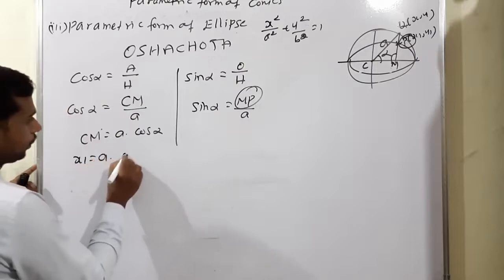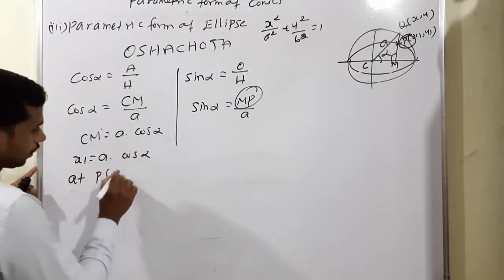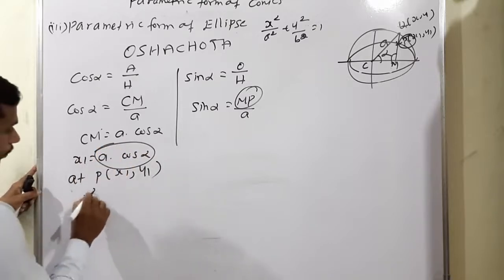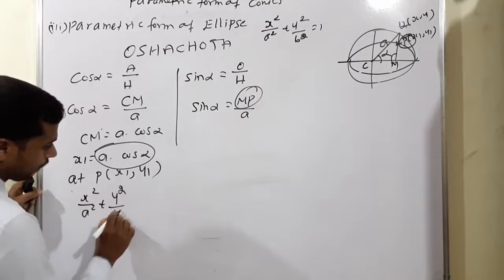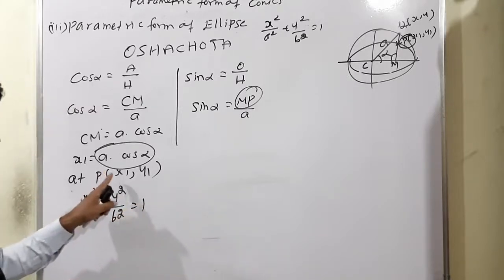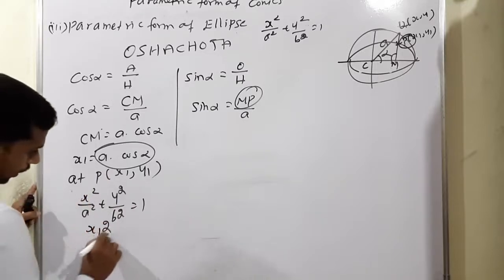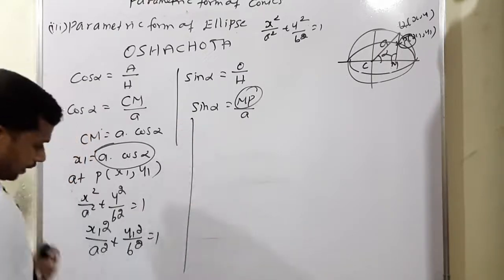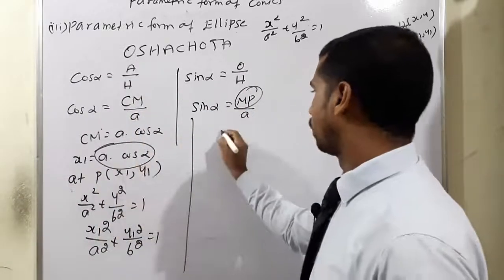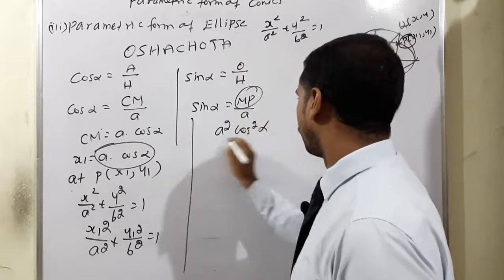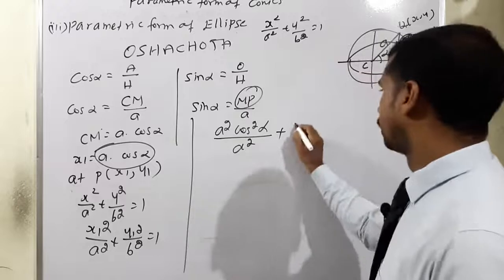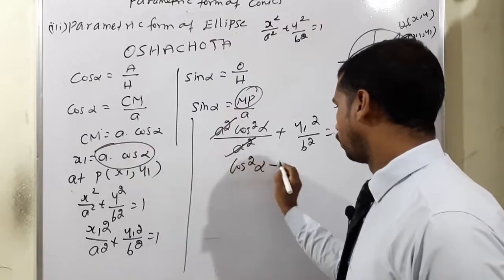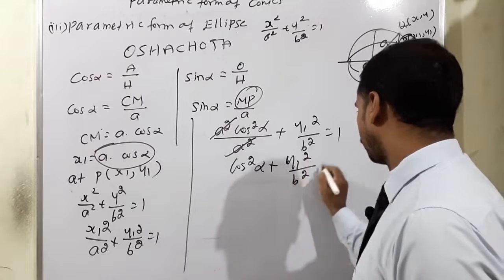Consider x1 as A cos alpha, at the point x1 comma y1. Instead of x1 we can write A cos alpha. Therefore x square by A square plus y square by b square is equal to 1 becomes x1 square divided by A square plus y1 square divided by b square is equal to 1. Writing x1 as A cos alpha, we get A square cos square alpha divided by A square plus y1 square divided by b square is equal to 1. The A square cancels, so cos square alpha plus y1 square divided by b square is equal to 1.